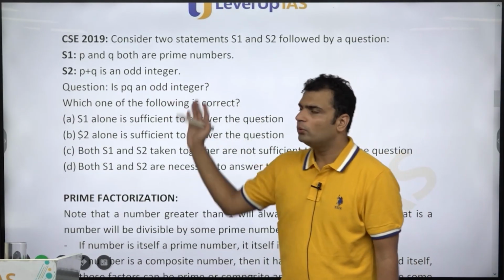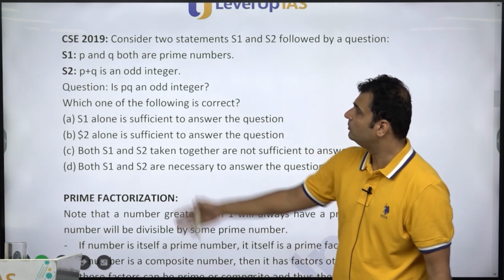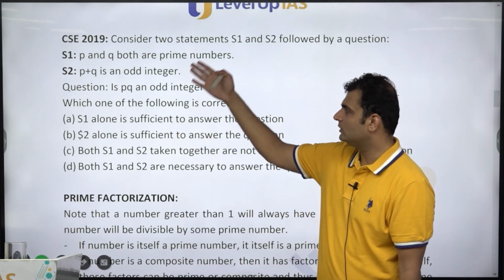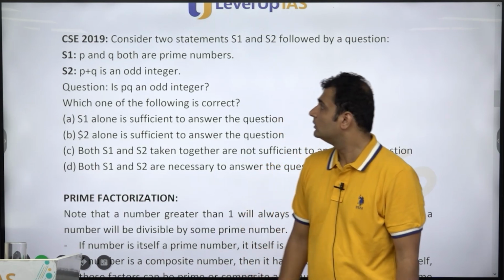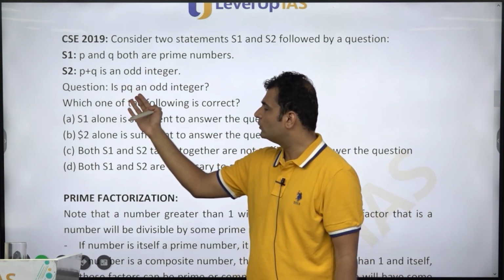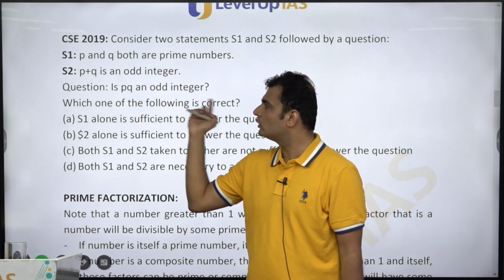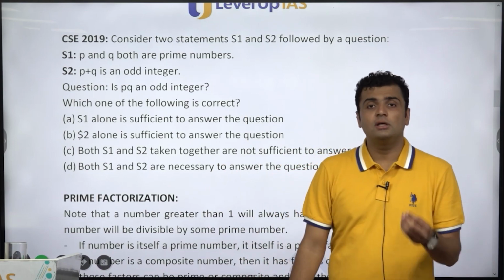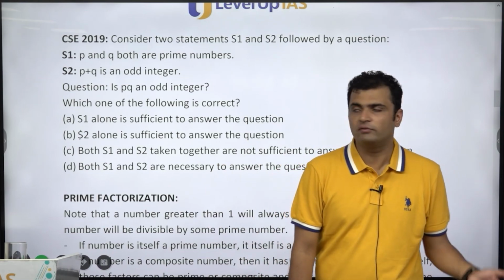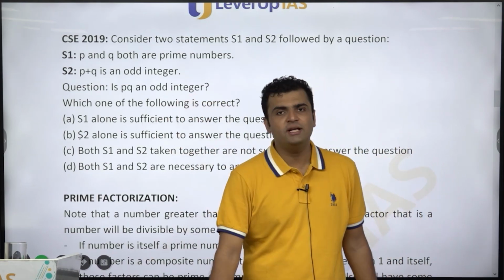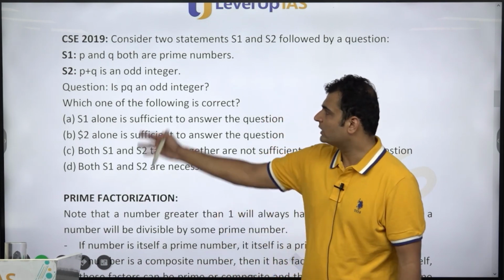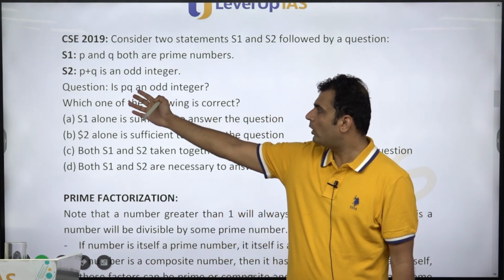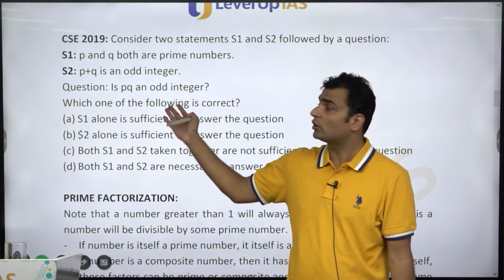See, is P into Q an odd integer? First statement, P and Q both are prime numbers. Based on that, can we say that P into Q is odd or even? If we have to comment on P into Q being odd or even, we need to know about P and Q being odd or even. This can be odd only when both are odd. This can be even when one of them is even. So can we have two odd prime numbers? Yes. So the product can be odd.